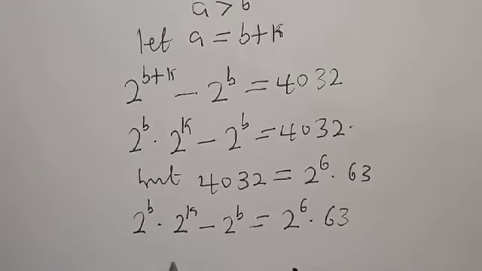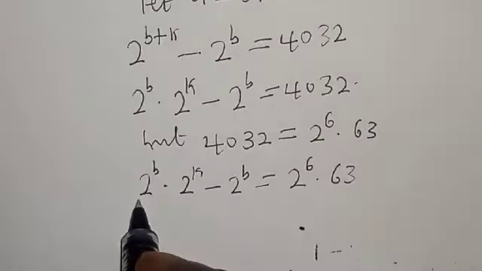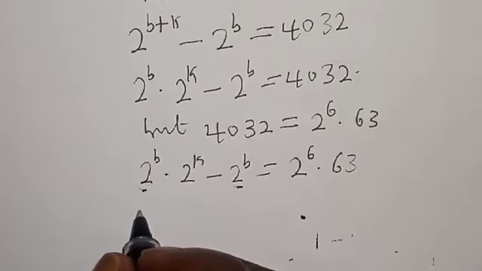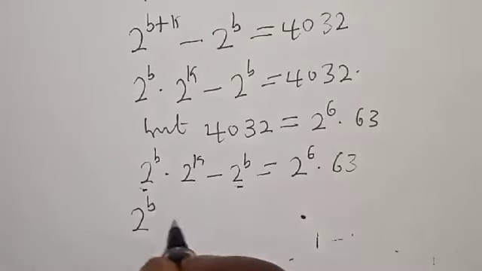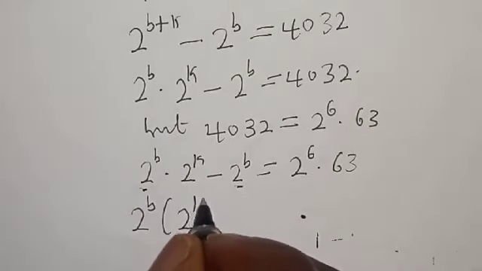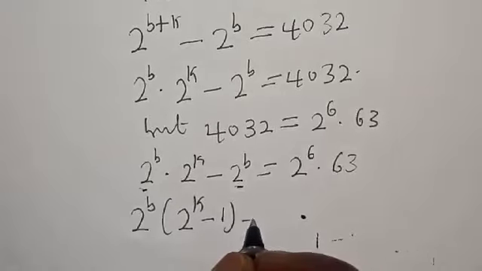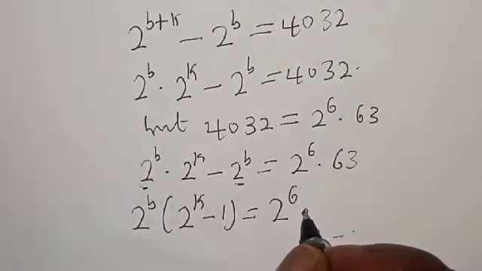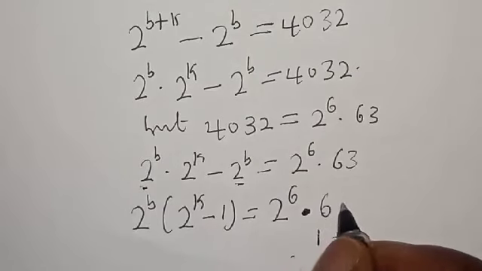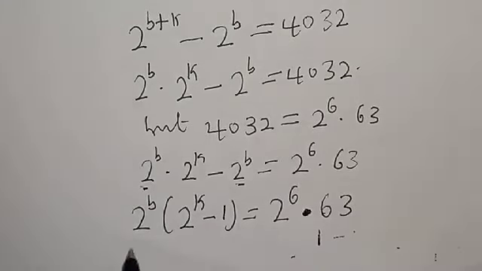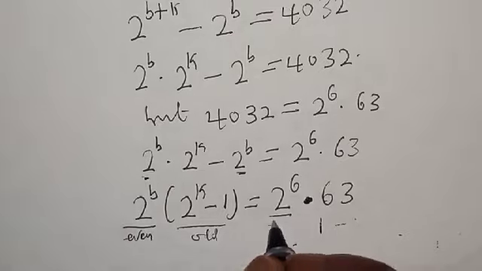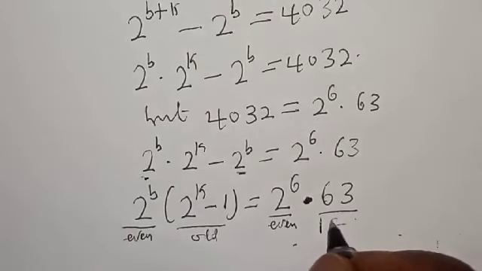Then on our left hand side, 2 raised to power b is common here. Therefore, let's factor it out. We have 2 raised to power b into 2 raised to power k minus 1 equal to 2 raised to power 6 multiplied by 63. Now from here, this one is even, this one is odd. This one is even, and this one is odd.